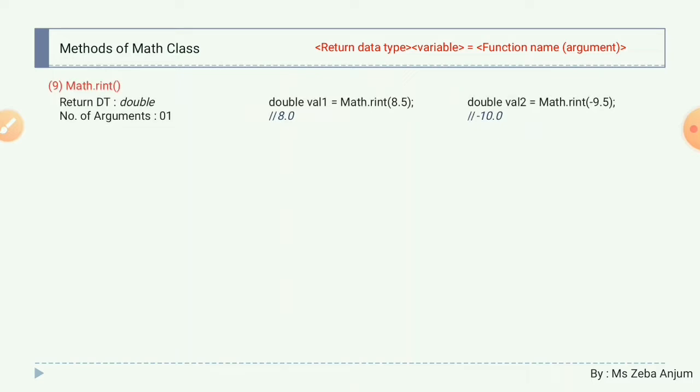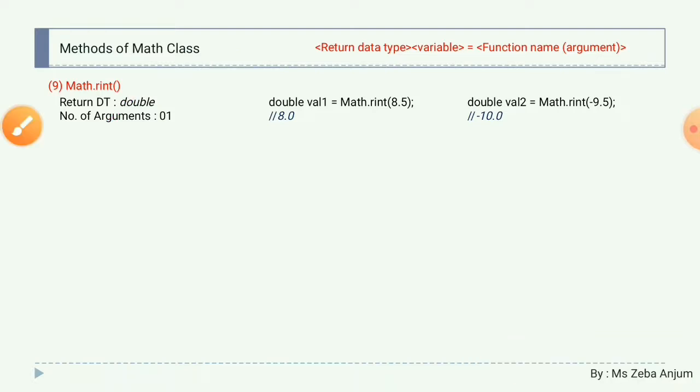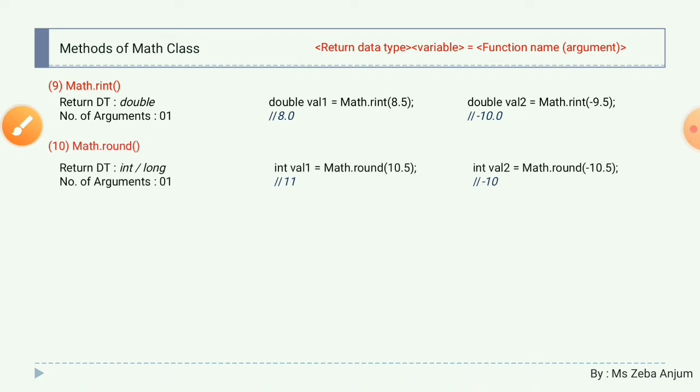See over here we are having math.rint, basically the rint function. The return data type of this function is double. Number of arguments is always 1. Now let us compare this function to your math.round function.